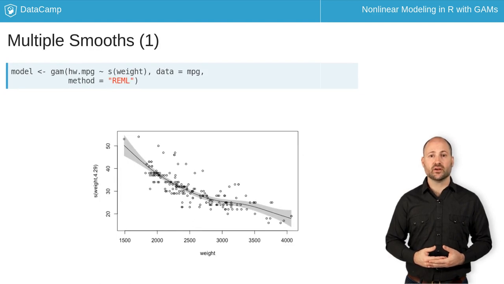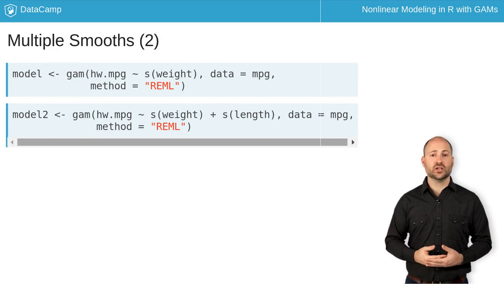Let's start with a very simple one-variable model. Here's the code for a model that predicts highway fuel efficiency as a smooth function of automobile weight. The resulting model captures the nonlinear decreasing relationship between these two variables. To add an additional variable, such as length, we just include another s function in our formula, separated by a plus sign. Here, we add car length as another predictor.